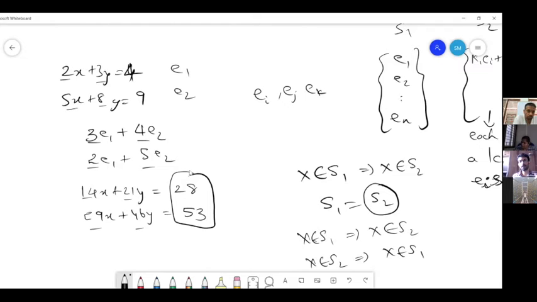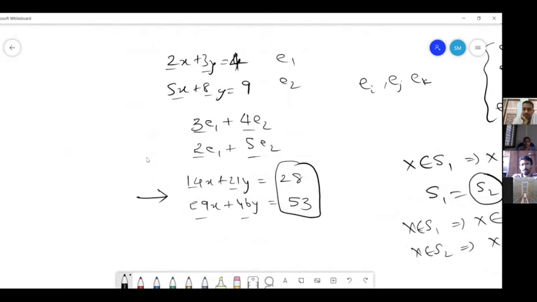So, of course, you evaluated this and gave this as the final answer. But have you come across this operation anywhere before? We have 4 numbers here: 2, 3, 5, 8, and 3, 4, 2, 5, and 14, 21, 29, 46. Right? So you just took 3E1 plus 4E2 and 2E1 plus 5E2 and you computed it and gave this here. But have you seen some other operation which does exactly this? That is while solving equations using elimination method. Yes, we do something like this.